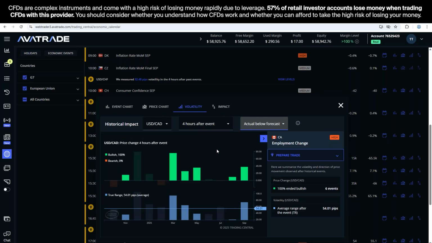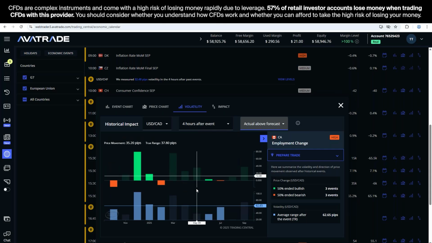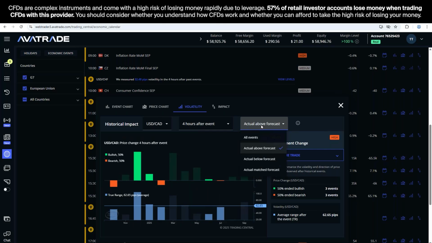However, if the data came in good news, higher than expected employment data, not unemployment, then 3 went up and 3 went down. Now, there was a larger upward movement here than down, but 50-50 in terms of direction.